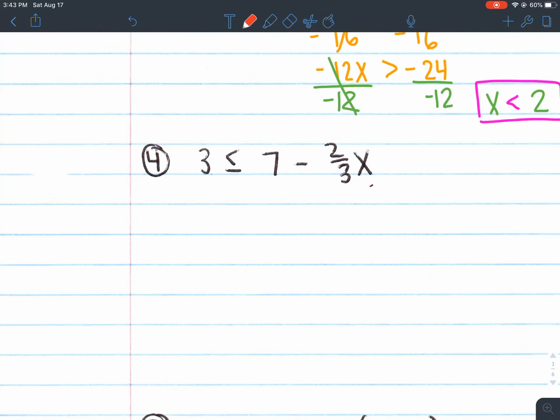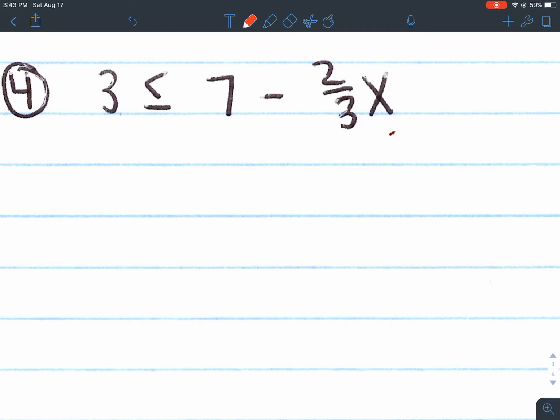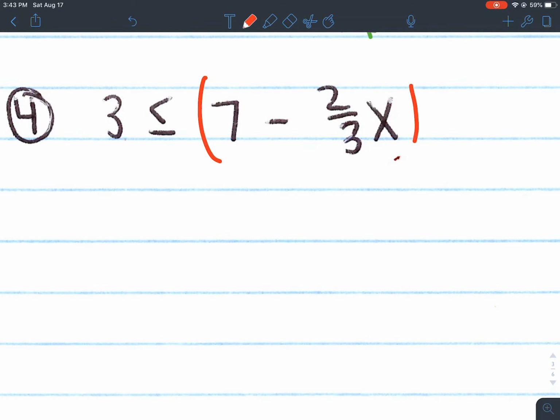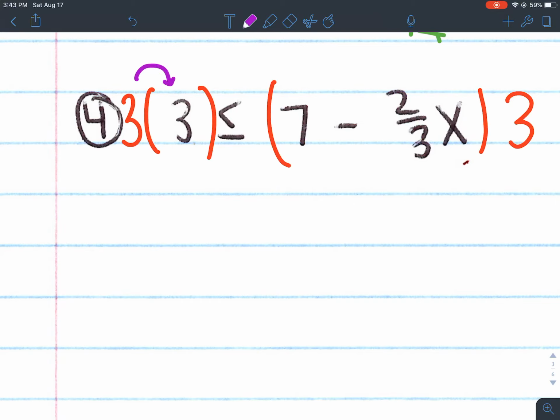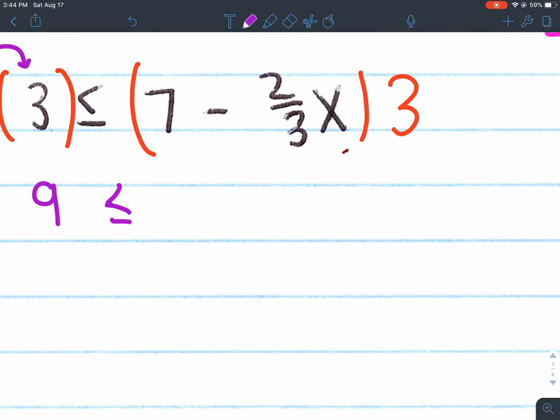Well, here I notice that I only have one fraction, so I'm going to multiply everything by that denominator, which is 3. So since I multiply that right side by 3, I also have to multiply the other side by 3. And notice I put parentheses around everything. So the only thing that I didn't put a parentheses around was the inequality sign, right? So anything that you see has to be multiplied by whatever you're multiplying by. So here, 3 times 3, that's pretty simple. That's going to give us 9. And my sign didn't flip, right? I didn't multiply by a negative number.